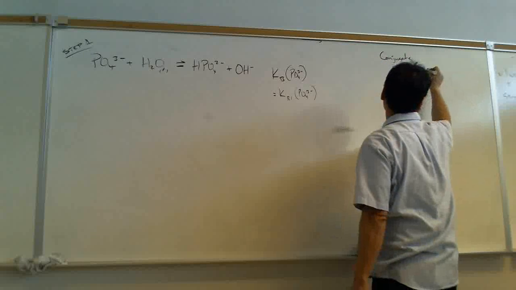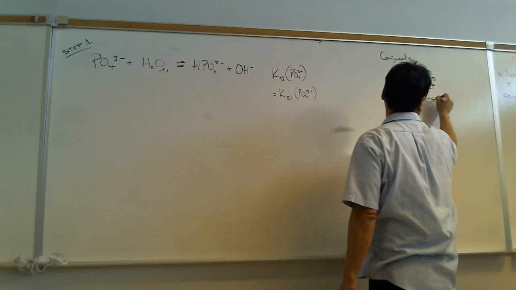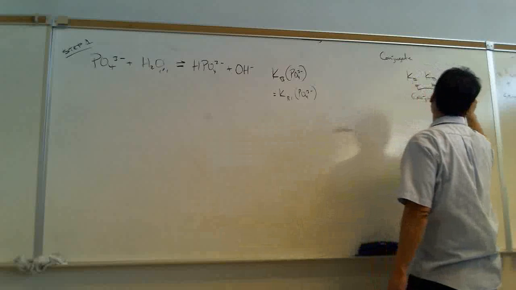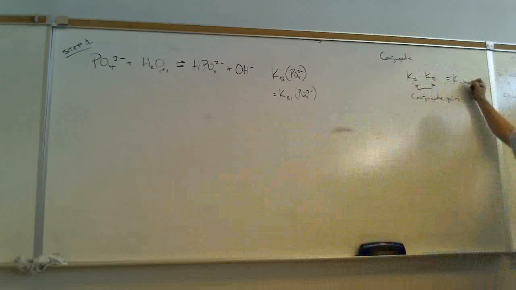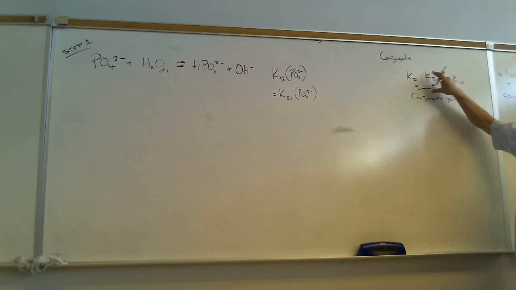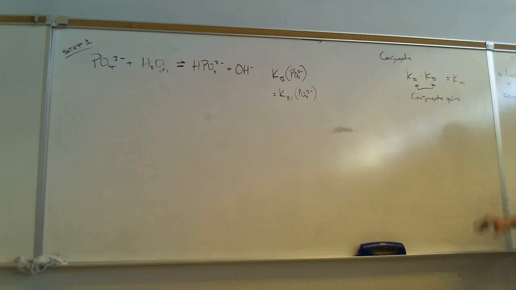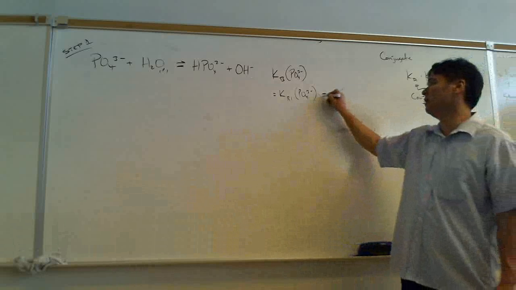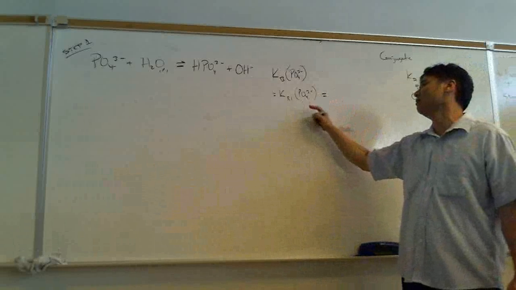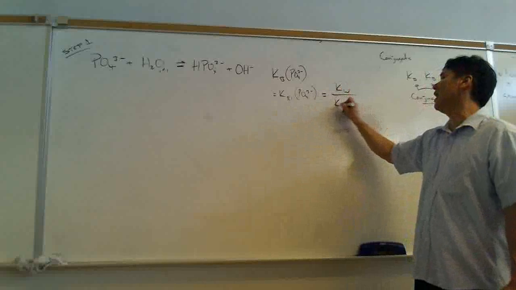Ka times Kb for conjugate pairs is equal to Kw. That is, if the acid's strong, then its conjugate base must be weak. If the base is strong, its conjugate acid must be weak. And so there's this seesaw relationship between Ka and Kb based on this conjugate pair. And so we never really need a Kb value as long as we have the Ka value for its conjugate base. And so the Kb1 here is going to equal Kw divided by the Ka for what acid?